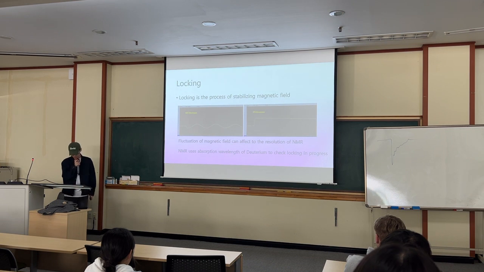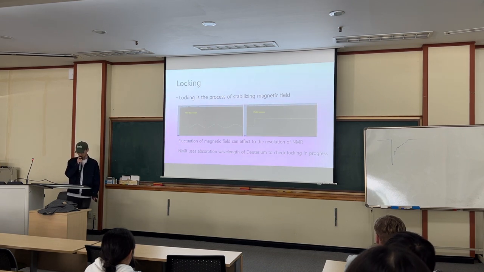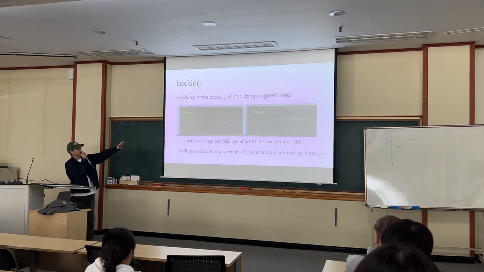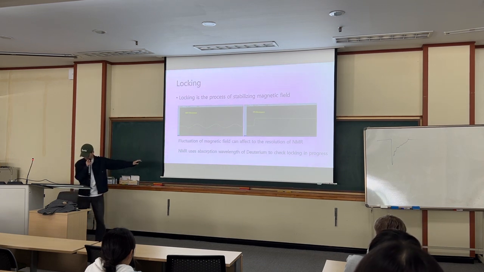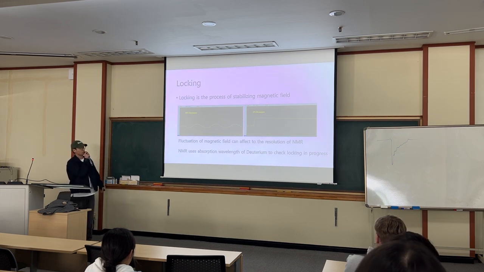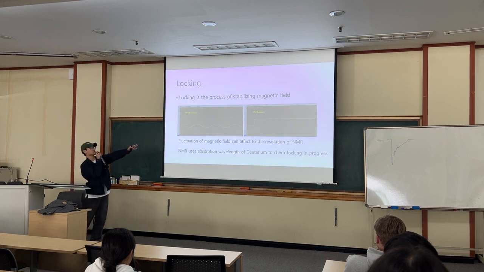The reason is, what is the locking? Locking is the process of stabilizing the magnetic field. Fluctuation of the magnetic field like this can affect the resolution of NMR. So we need to stabilize the magnetic field like the right side of the picture.